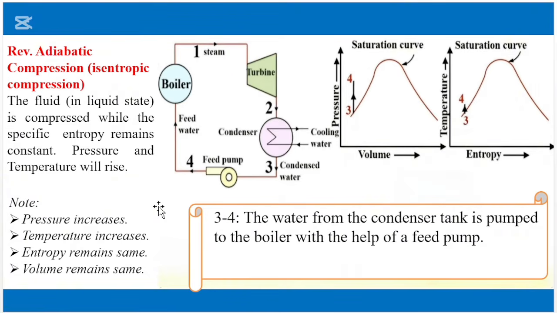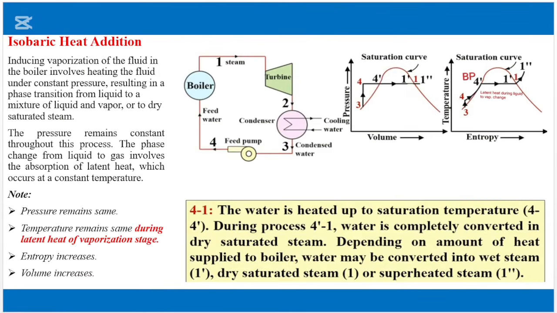Let's look into the second process. And remember what I have mentioned, the second process is heat addition. Heat addition and heat rejection happen at constant pressure, so we can call it isobaric heat addition. Now if you look at this particular diagram, it is the boiler where heat addition happens, and the boiler is between number 4 and number 1, so we can call it the 4 to 1 process.